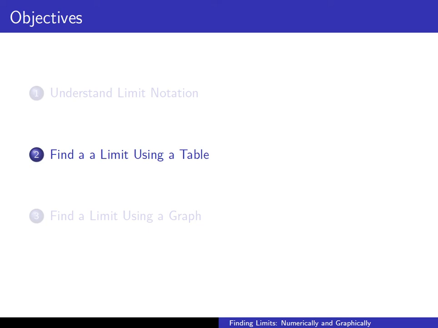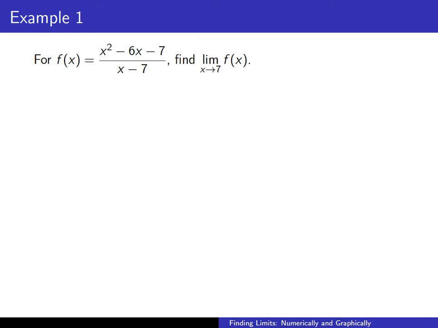Alright, in this video we're going to take a look at finding a limit using a table. So, a numerical method for finding a limit. Let's say we have the function f of x equals x squared minus 6x minus 7 all over x minus 7. We want to find the limit as x approaches 7 of this function.